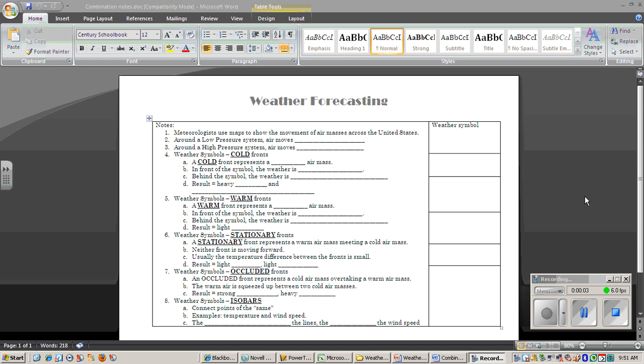Okay, today's lesson is about weather forecasting, and so we're going to learn about how meteorologists, like the people on the news, determine what the weather is going to be like and how they can tell us about that. You should all have a copy of this paper that's up on the screen.